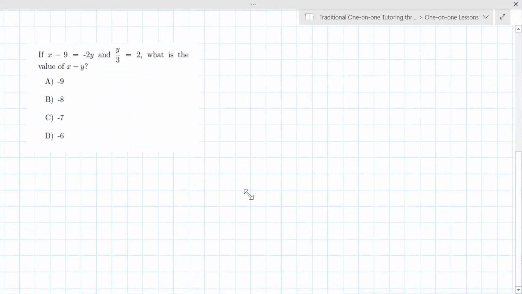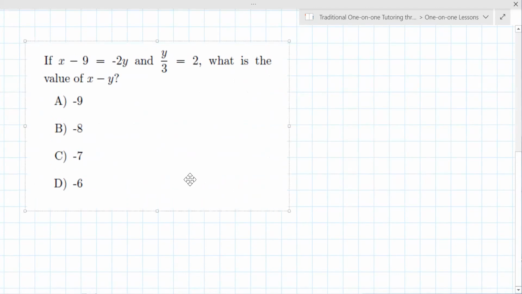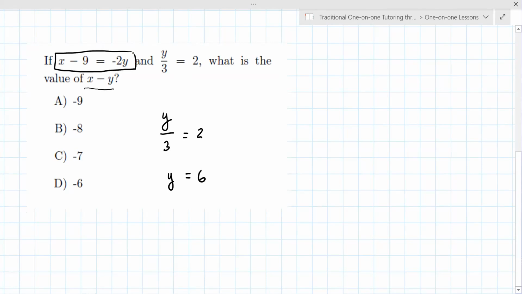All right. Okay, so here's your starter question. It says if x minus 9 equals -2y and y divided by 3 equals 2, what is the value of x minus y? So have you seen anything like this before? Yeah. Okay. Let's take a look at this first equation on the right here. How do you solve this for y, or can you just tell me the value of y? 6. Y is 6.